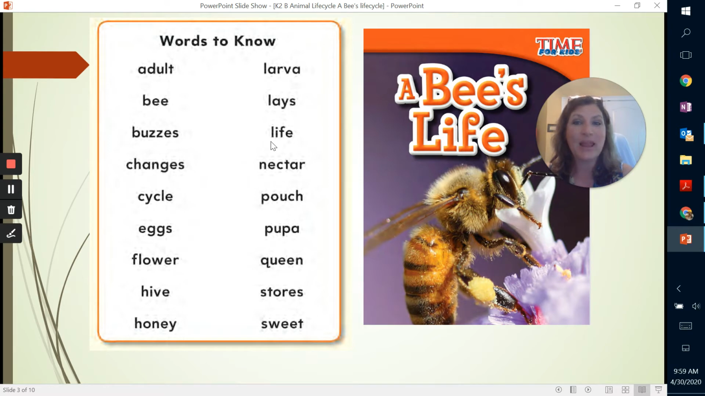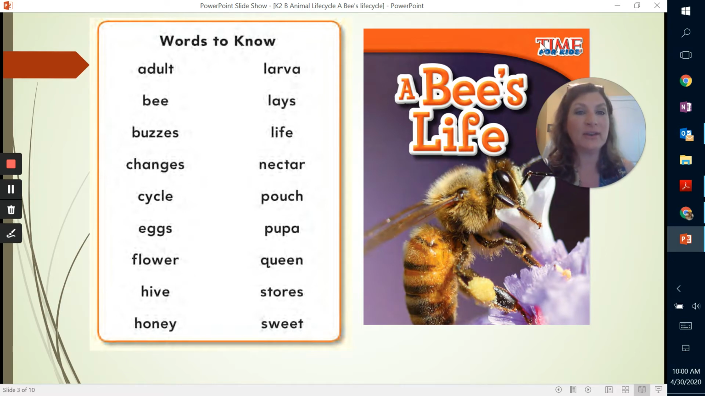Lays, life, nectar, pouch. Make sure the ou says ow, pouch, pupa, queen, stores, and sweet. Stores and sweet.